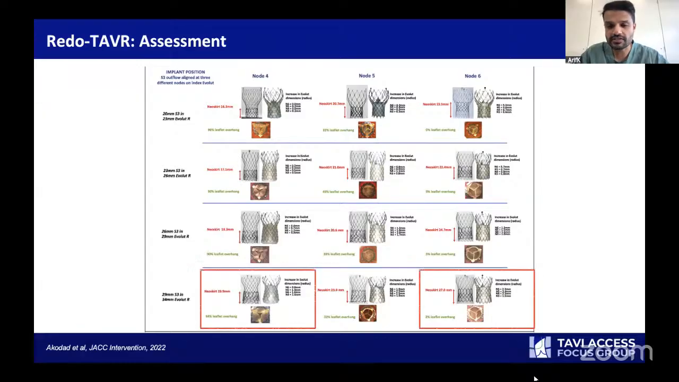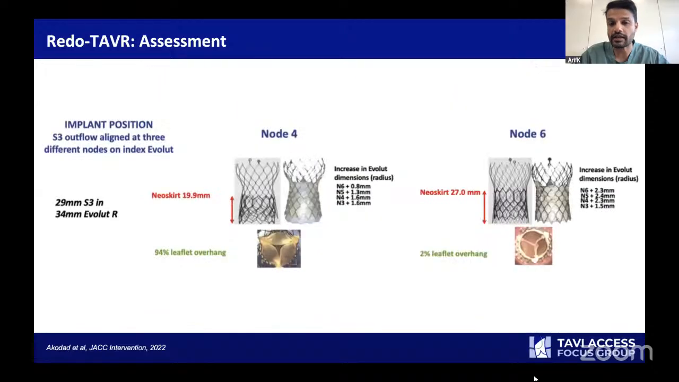If we just take two examples, a 29 Sapien and a 34 Evolute, implant low, implant high, this is the information that you can get. The neoskirt height, so you know exactly how high your leaflets are pinned up, corresponding to how much leaflet overhang you would get, how much the dimensions of your Evolute will change, how much the valve is stretched out. And then they've gone on to show the hemodynamic consequences of having all these different implantations at these different heights. Of course, one of the limitations, which all comes back to bench testing, is that these are new valves with clean leaflets.